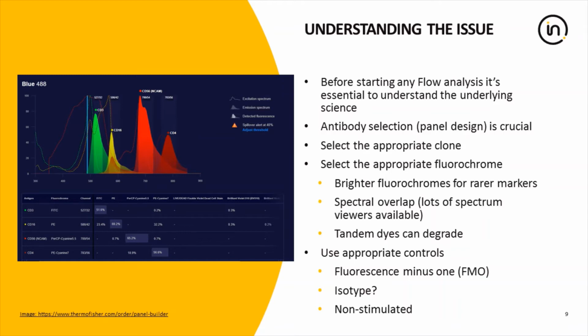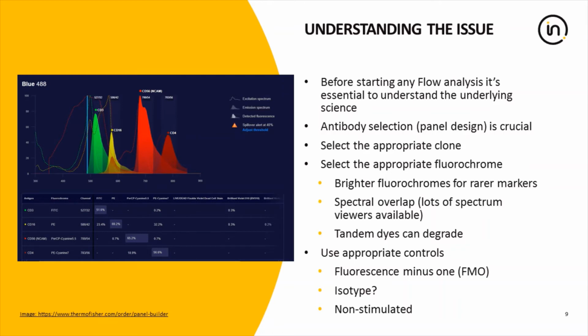A good tip is to use the brightest fluorochromes for your rarest markers. There are a wide variety available, but you must be careful to ensure that you can distinguish between your markers using the system you have available. Using fluorescent spectrum viewers can really help this process. Compensation can overcome some fluorescence overlap, but it doesn't make up for poor panel design.